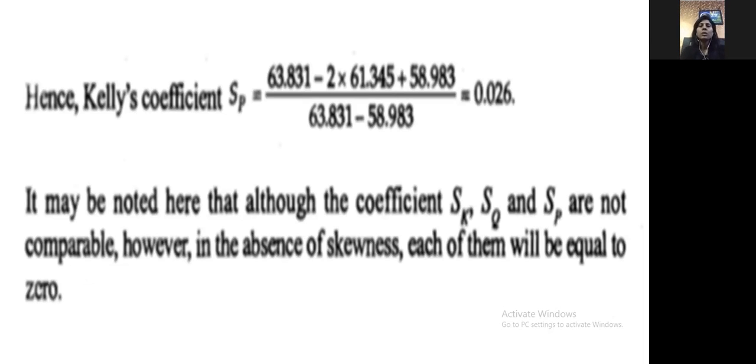The last thing we do is put all these values of the percentiles in the formula of Kelly's coefficient of skewness. After putting in all these values, we get Kelly's coefficient of skewness as 0.026, which shows positive skewness. But as I said, if the value is very near to zero, we can say it is zero. It is a negligible value, so we can take the skewness as zero here. There is approximately no skewness and the data is somewhat symmetrical. This is the way we can understand Kelly's coefficient of skewness.